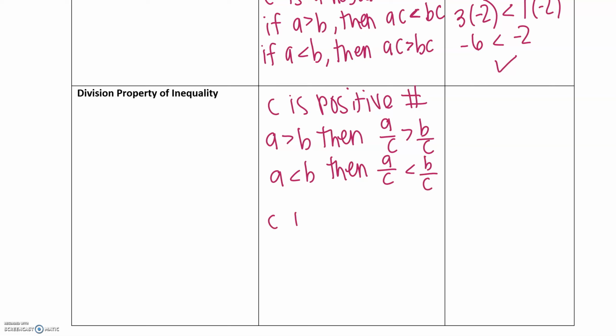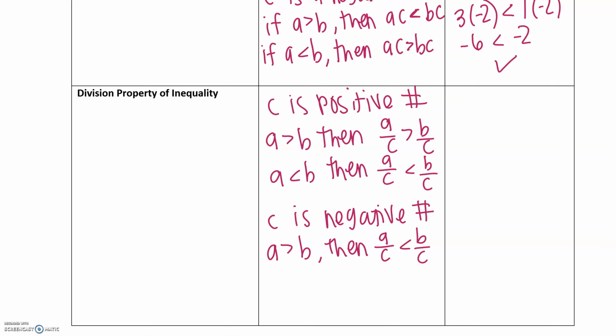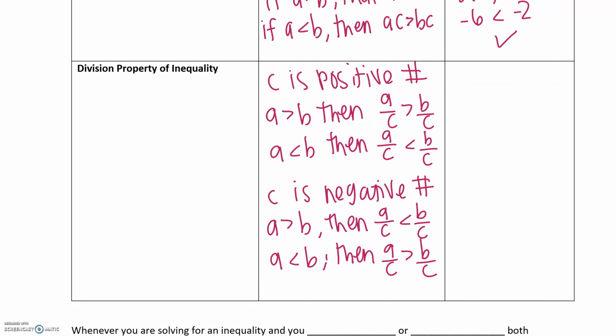But if we have C is a negative number, then if we have A is greater than B, then A divided by C is going to be less than B divided by C. And if we have A is less than B, then A divided by C is going to be greater than B divided by C. So it goes along with these same rules up here. I don't think you need to see an example of them.